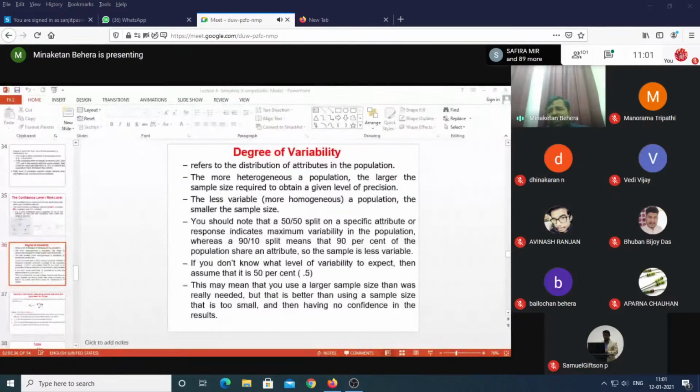Suppose one school or one industry is near my home, near my locality. I can approach them and select them on the basis of my convenience. But purposive sampling is different in meaning.